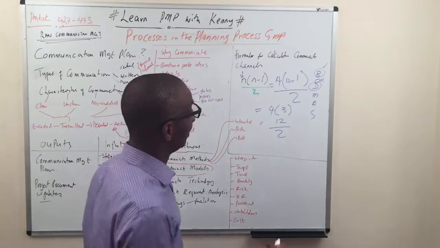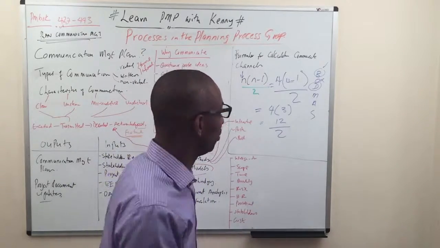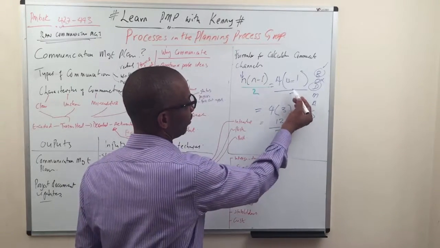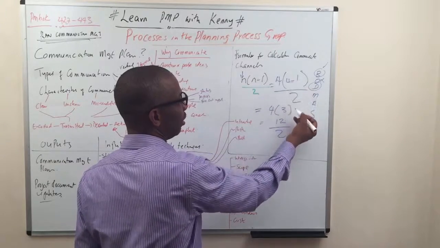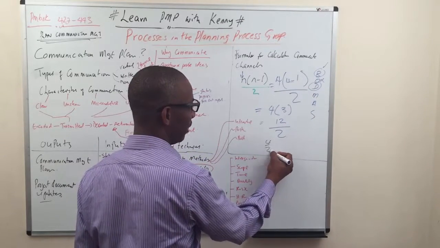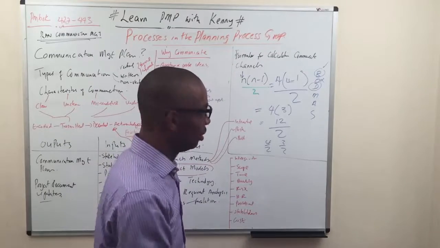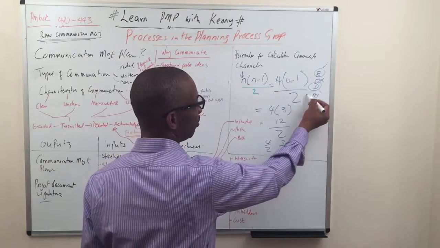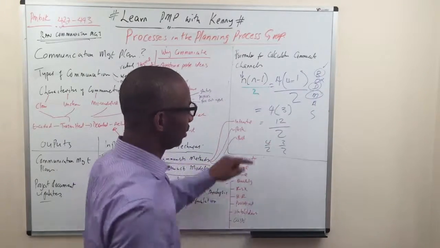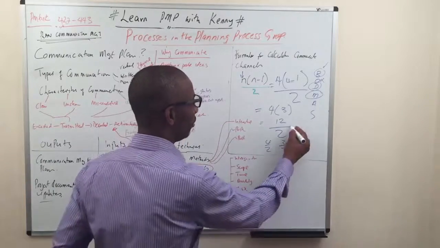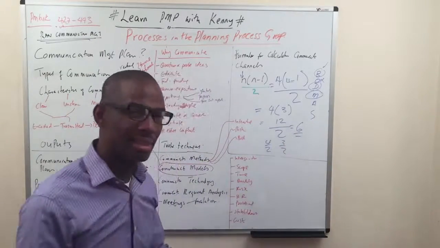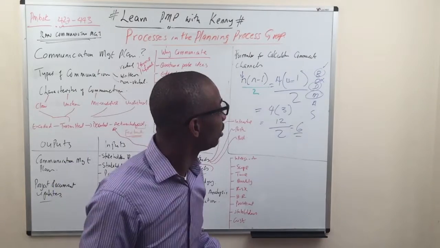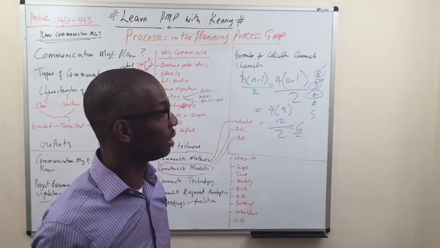So in that case, say for argument's sake, you wanted to do it now, you can't do this 2 first because it involves both of them. Otherwise, you're going to have to do 4 divided by 2 and 3 divided by 2. So the best bet is to go on to do the multiplication, which is 12, and then 12 divided by 2 will give you 6. So you get 6 communication channels. So basically, that is how you work out that formula.